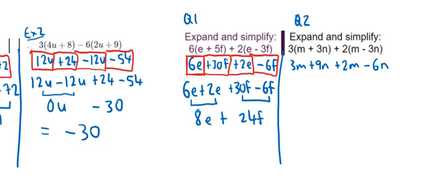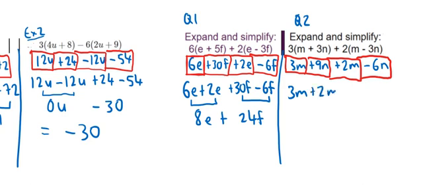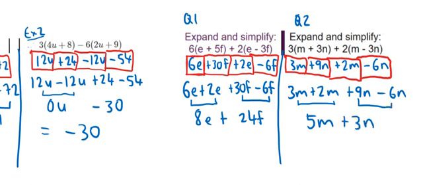Next step is to put the like terms together, so I can put the m's together and I can put the n's together. I can't add an m to an n. So 3m plus 2m plus 9n minus 6n. 3m plus 2m would be 5m. Then 9n take away 6n would be 3n. So my final answer again is 5m plus 3n.